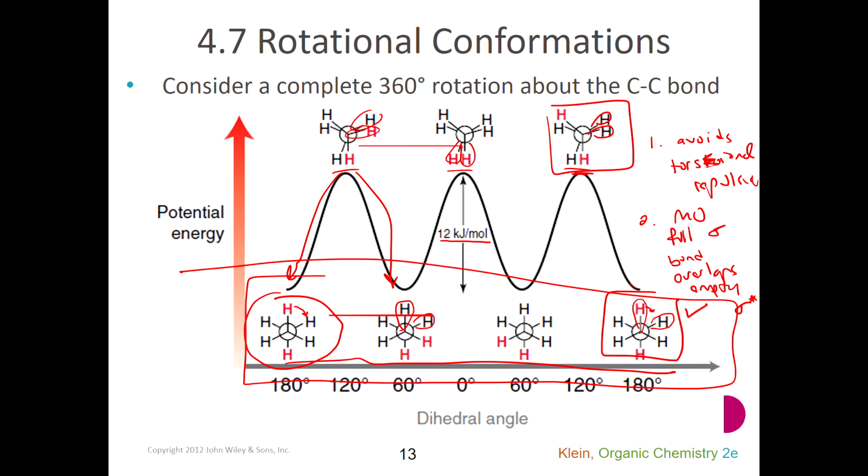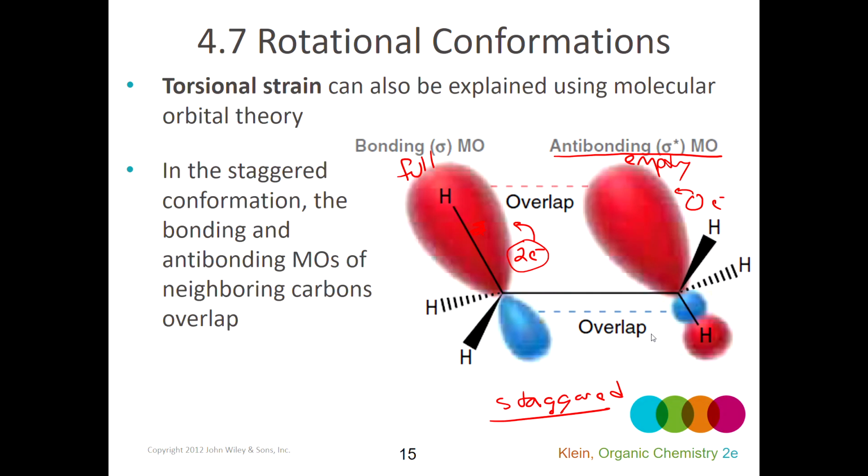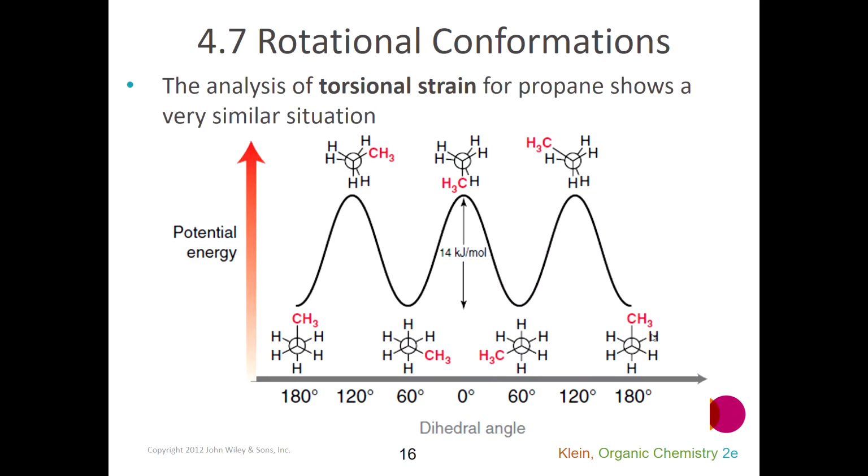So the bonding sigma bond on one carbon can overlap with the empty antibonding orbital on the other carbon, and that orbital overlap is stabilizing. So orbital overlap is stabilizing when there are two total electrons in the area of overlap. It's destabilizing when there are more than two electrons in the area of overlap. And that is a really key point that helps to explain the energy difference here.